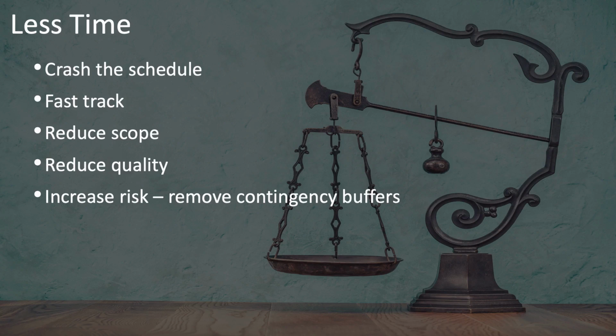Or we could increase the risk. One way we might increase risk is to remove some of the contingency buffers of time that we have in our schedule. These are just a few of the ways that you might reduce the amount of time on your project. Not all of them are good ideas.